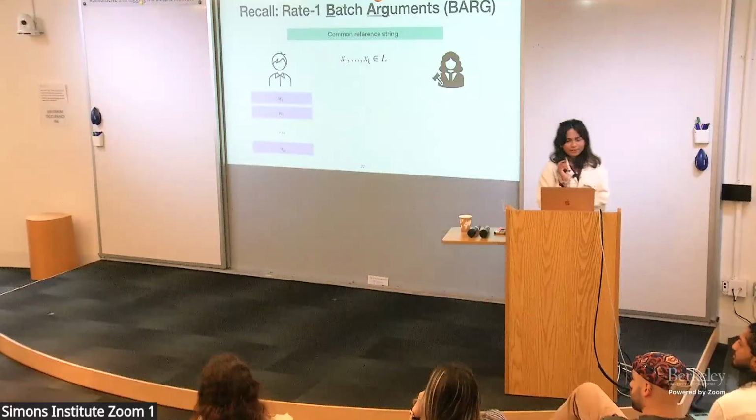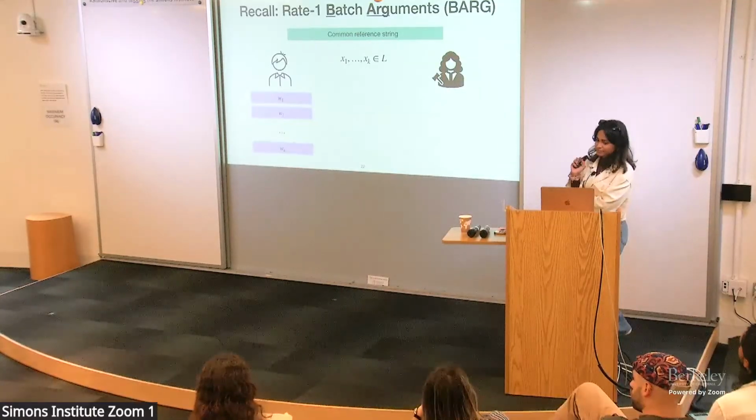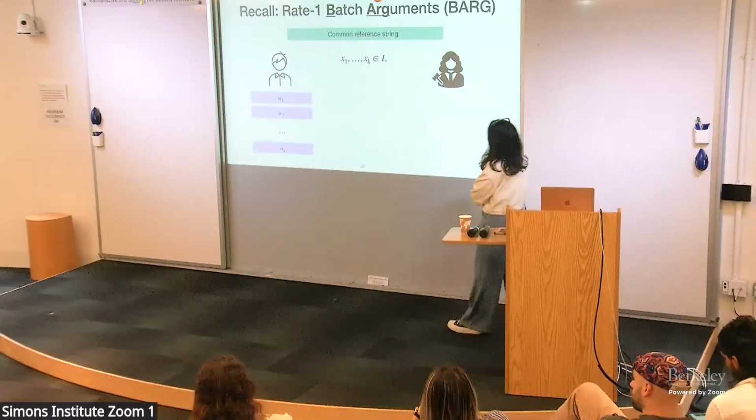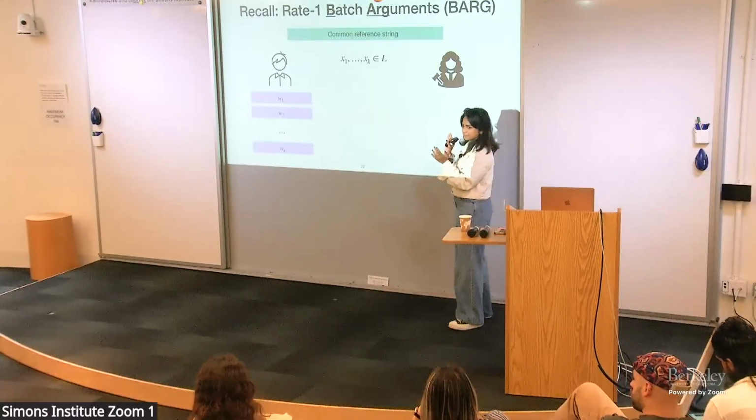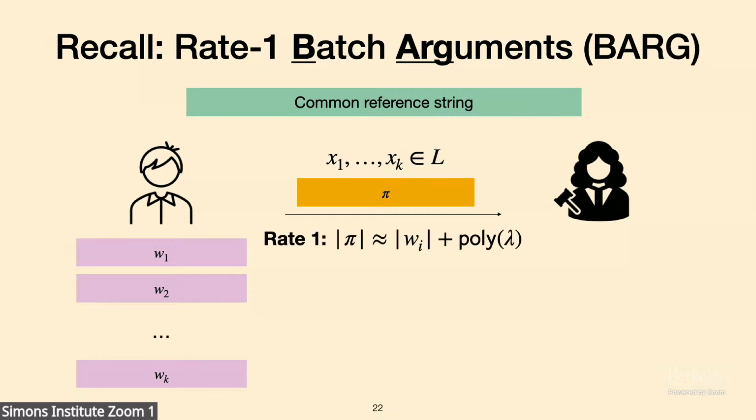So we saw BARGs yesterday, and today we'll see slightly more efficient BARGs. To recap, a BARG is a SNARG for this special type of statement where you get a batch instance x1 through xk. And the prover has w1 through wk for each of these witnesses. The goal here is I want to send a proof pi that proves all of them that only grows roughly with one of these witnesses.